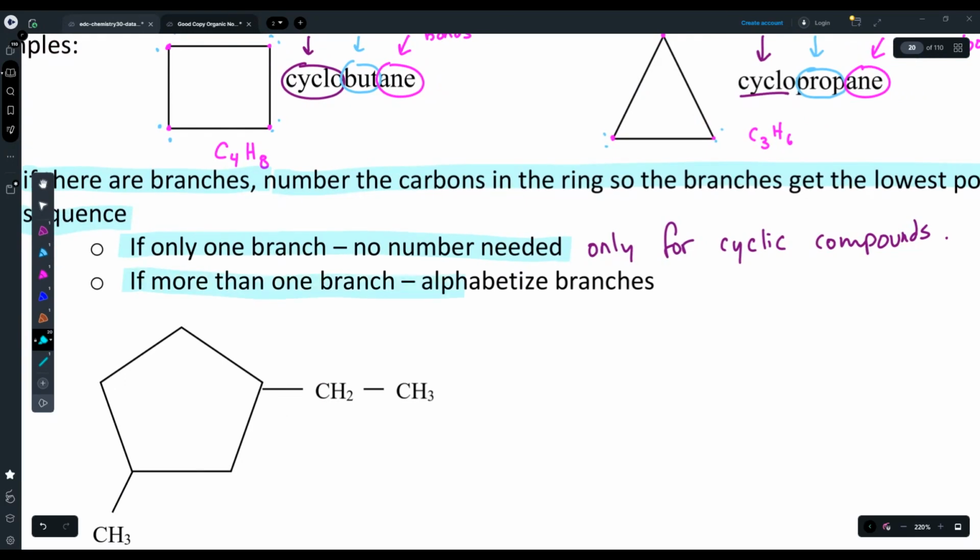If you have more than 1 branch, you're going to want to make sure to alphabetize the branches, and you're also going to want to make sure that you give the lowest number to the alphabetically first branch.